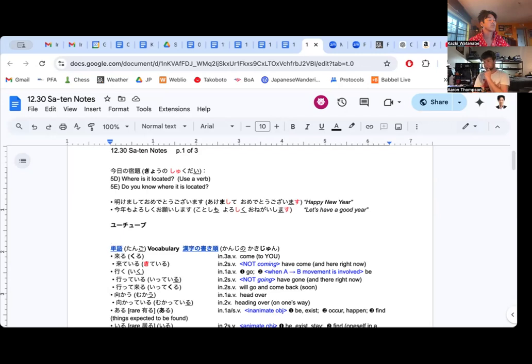Okay, and remember the Happy New Year expressions. 明けましておめでとうございます。And 今年もよろしくお願いします。So we'll be saying these. This coming Saturday is the New Year meetup. So I'm sure people will be saying it.